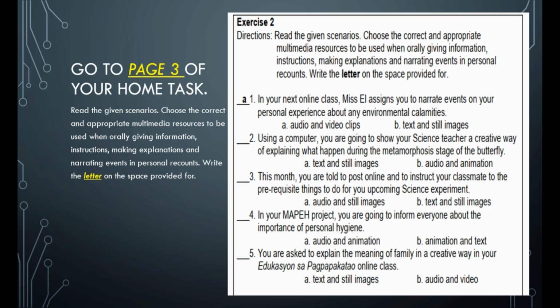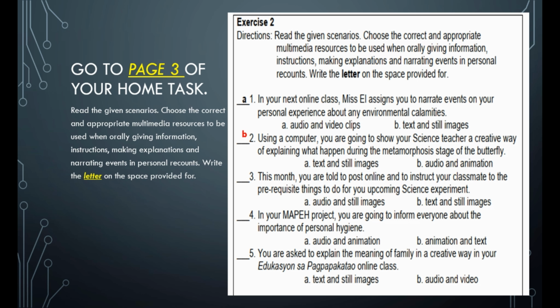Using a computer, you are going to show your science teacher a creative way of explaining what happened during the metamorphosis stage of the butterfly. A. Do you use text and still images? Or B. Audio and animation? The correct answer is letter B. Audio and animation.